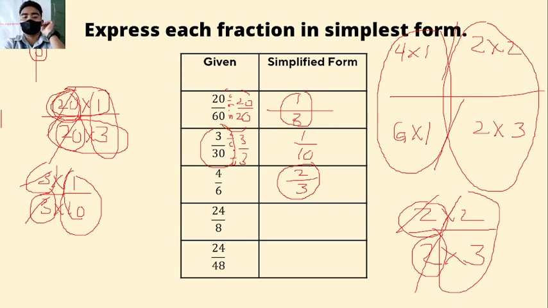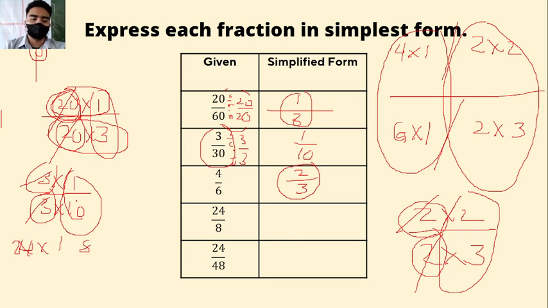Okay? So, for the number 24 over 8. Let's try. For your 24, what are the factors of 24? The factors are 24 multiplied by 1. Correct. How about the next one?